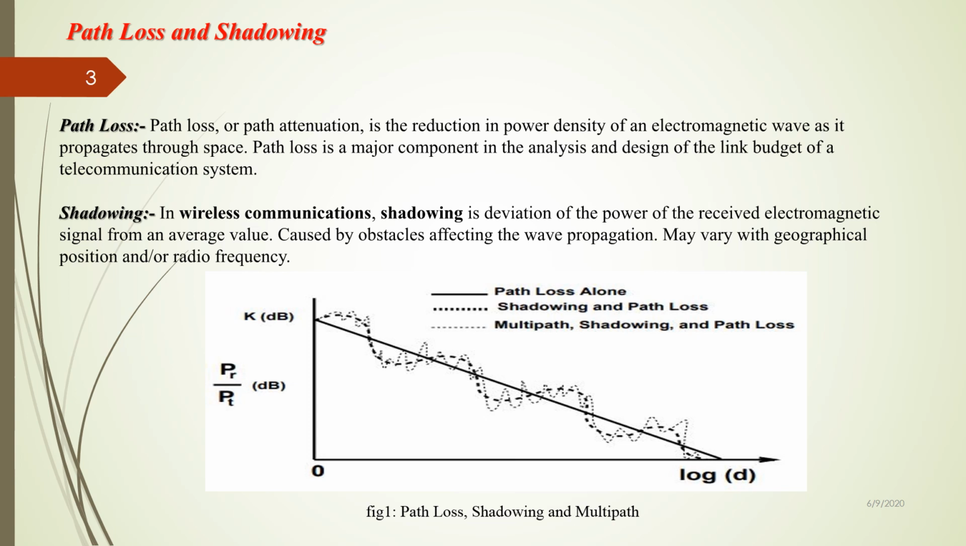So here in this diagram is the relationship between the logarithmic distance and the received power over transmitted power. The straight line indicates the path loss, and the dotted line indicates the shadowing.